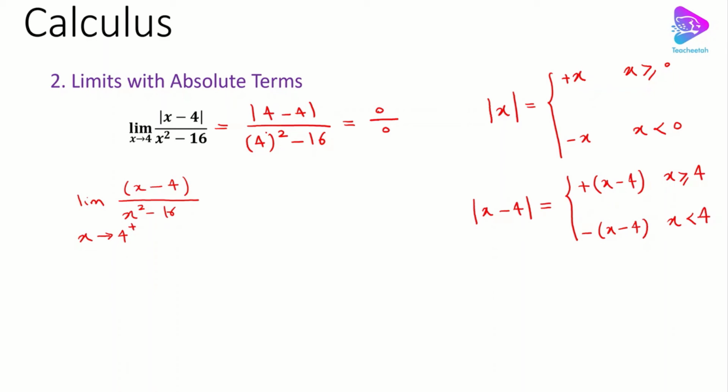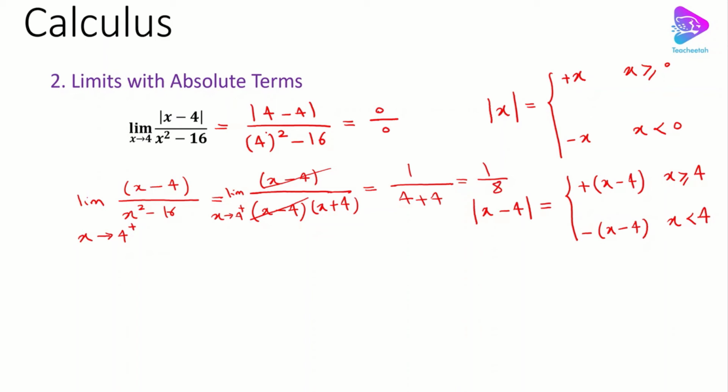Yeah, so based on that, if we look at this function, this is going to be the limit of x minus 4 over x minus 4 times x plus 4, and x is approaching 4 from the positive side. Then this x minus 4 is going to be cancelled with this x minus 4, and at the end we will have 1 over 4 plus 4, that is going to be 1 over 8. So this is the answer of this limit when we are approaching 4 from the right side.